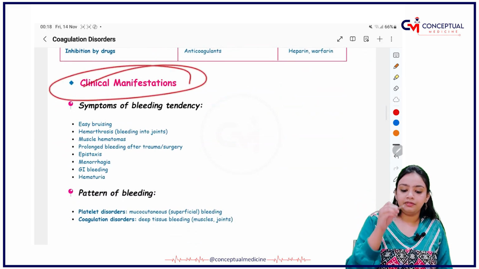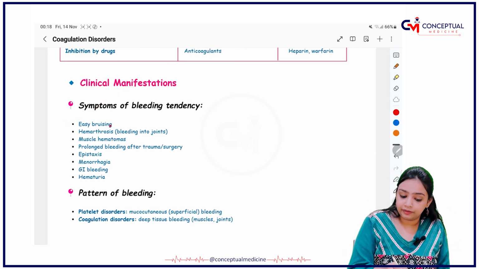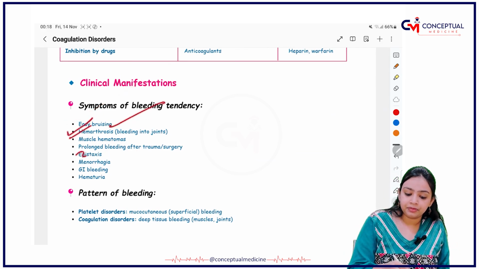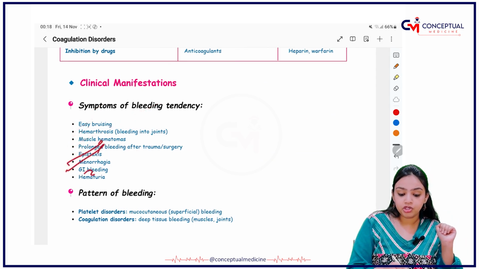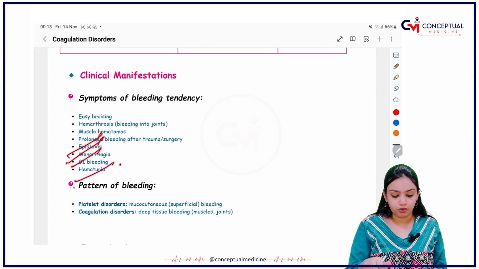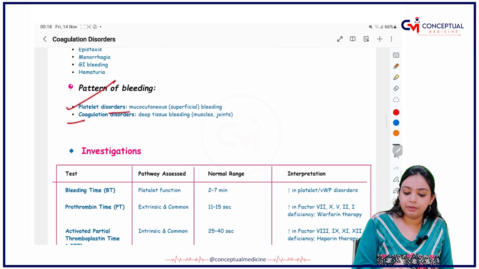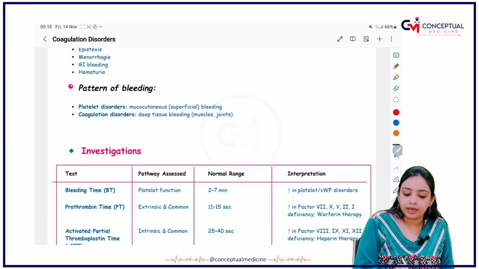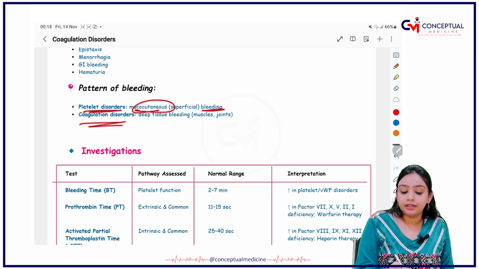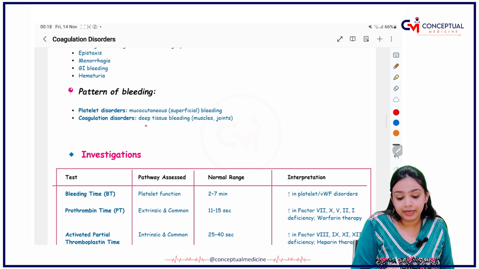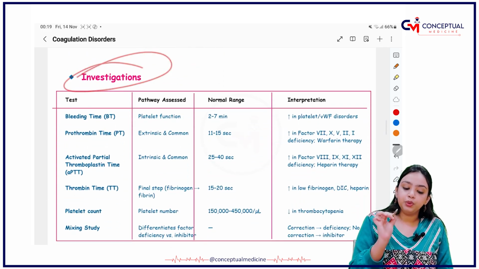What are the clinical manifestations? First, you have to see the symptoms. There will be easy bruising, muscle hematomas, epistaxis, menorrhagia, GI bleeding, and hematuria. What is the pattern of bleeding? There will be platelet disorder and coagulation disorder. In the platelet disorder, it can be mucocutaneous bleeding, and in the coagulation disorder, it can be deep tissue bleeding, right?